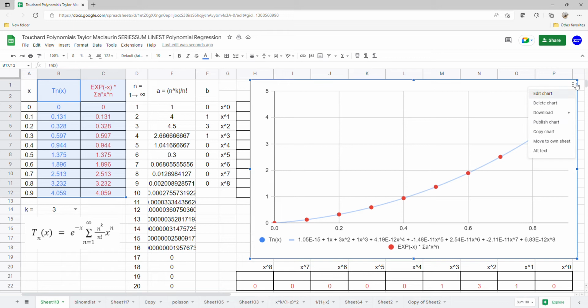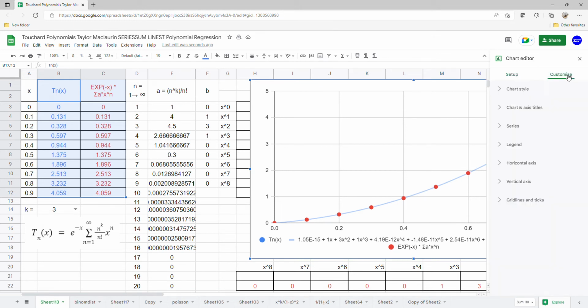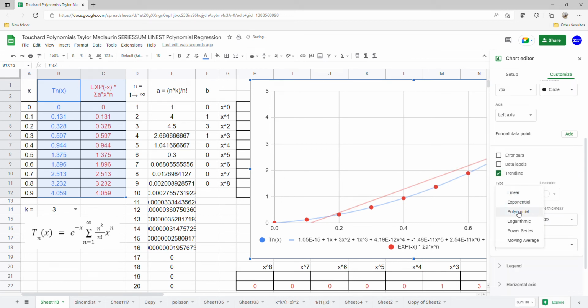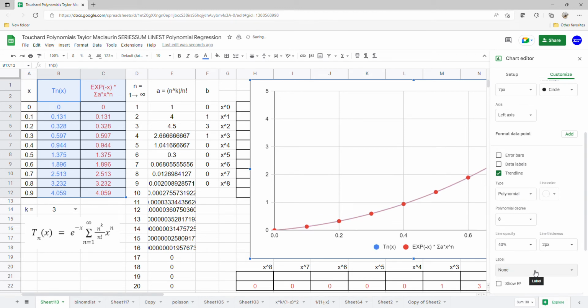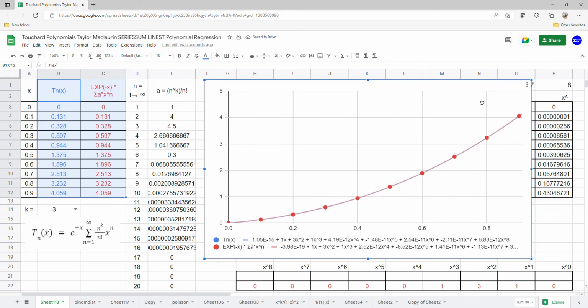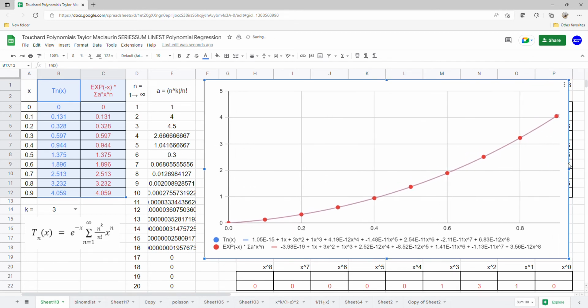We'll show the polynomial regression coefficients from the series, the trend line, and the type polynomial, the degree 8, and for the label, use the equation. So here you have the equations. There's a bit of difference here. There's a slight error, but this is 1, 1, 1, 3, 1, and 0. So this is 1, 2, and 0.